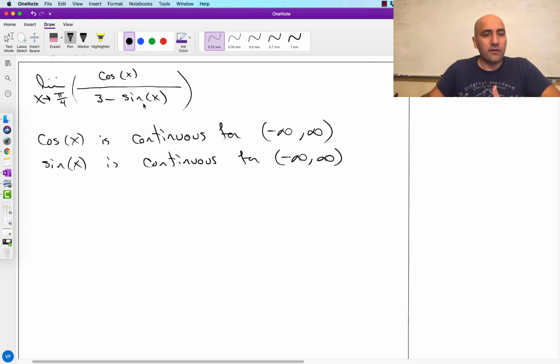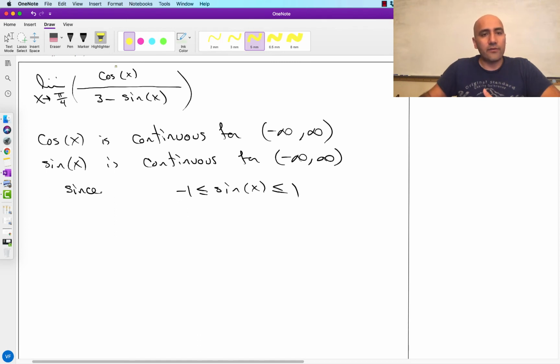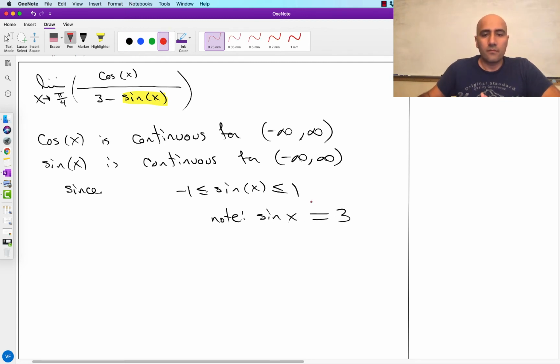But we know that the output of the sine function is always bounded between negative 1 and 1. So since negative 1 is less than or equal to sine of x, which is less than or equal to 1, the biggest this output could ever be is a 1, and the smallest it could ever be is a negative 1, and every value between. It means that 3 minus whatever this output is will never be equal to 0, right? In particular, note that sine of x could never be equal to 3 for any value of x. So this could never be 0, therefore we're never going to have the problem of dividing by 0.